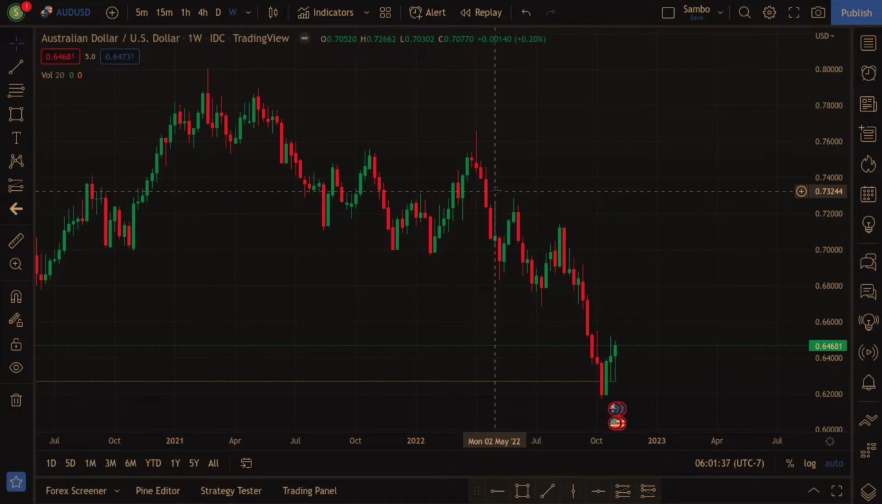But first, let's get into analyzing this chart and looking at where we could see some potential trade opportunities.